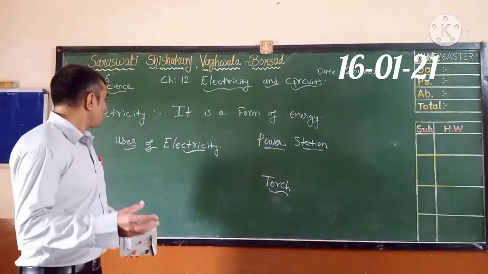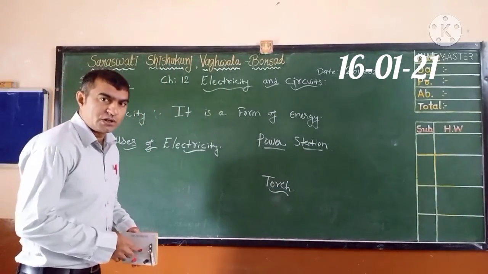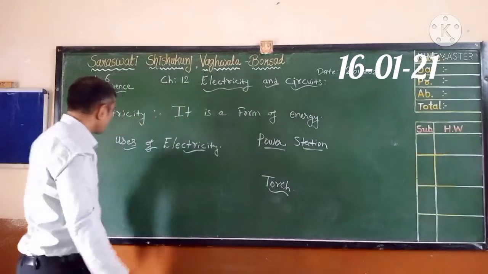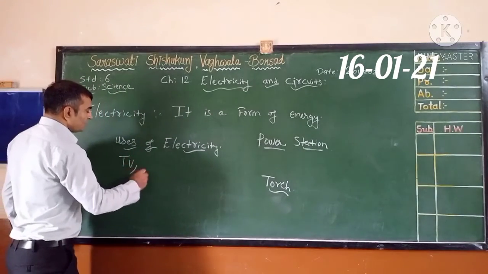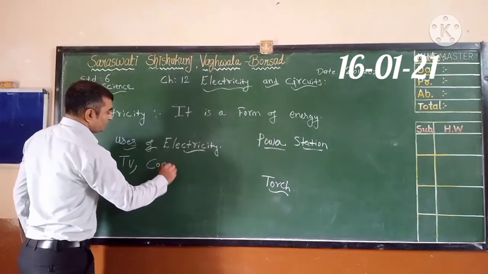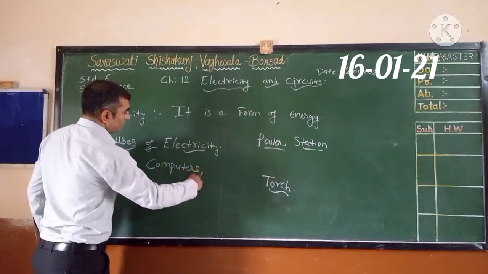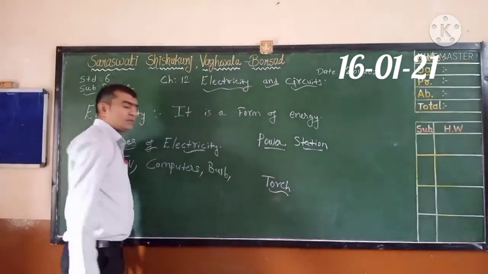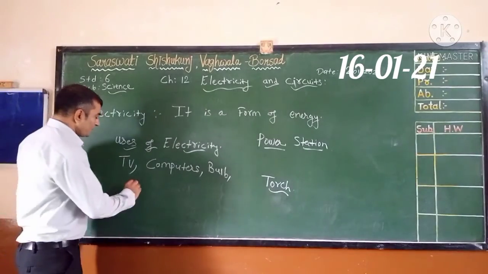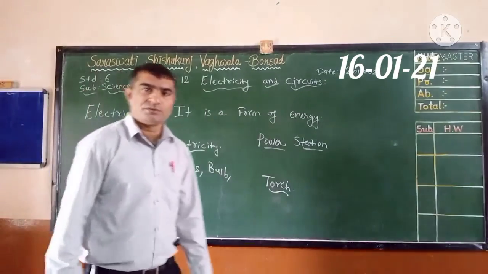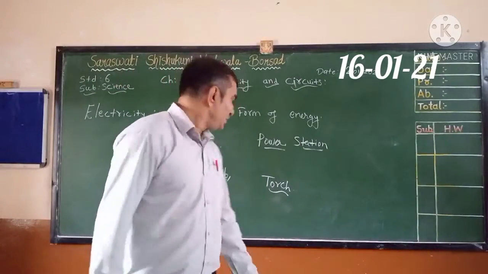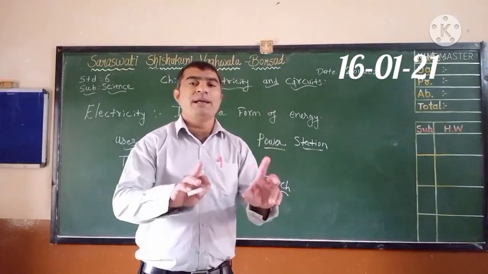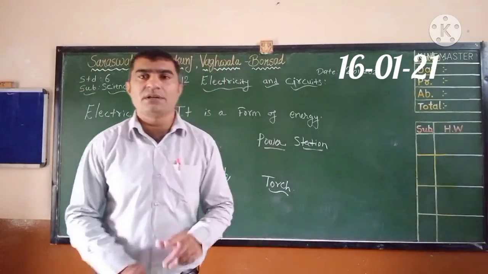And where do we use electricity at our homes? If you make a list: watch TV, in TV electricity is used; electricity is used in computers; electricity is used to light a bulb, tube light, to charge your phones; electricity is used in washing machine, refrigerator. So in all these appliances we are using electricity at our homes.